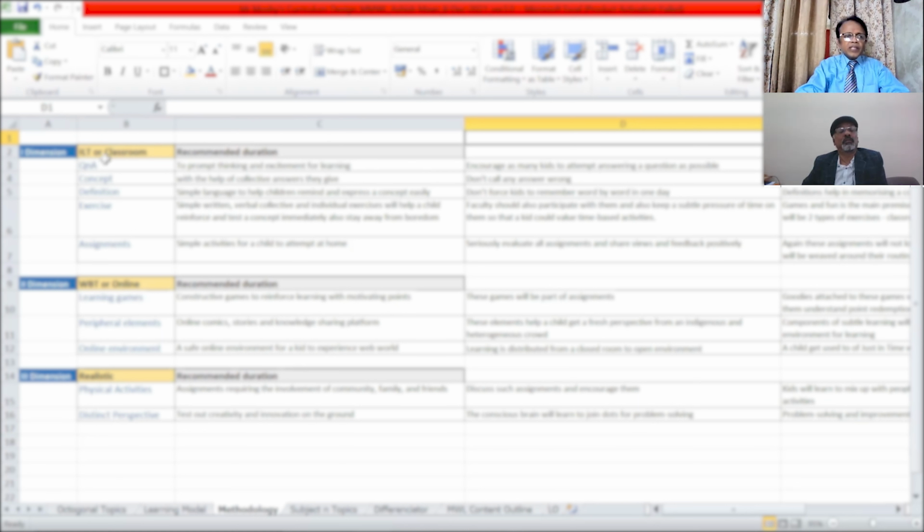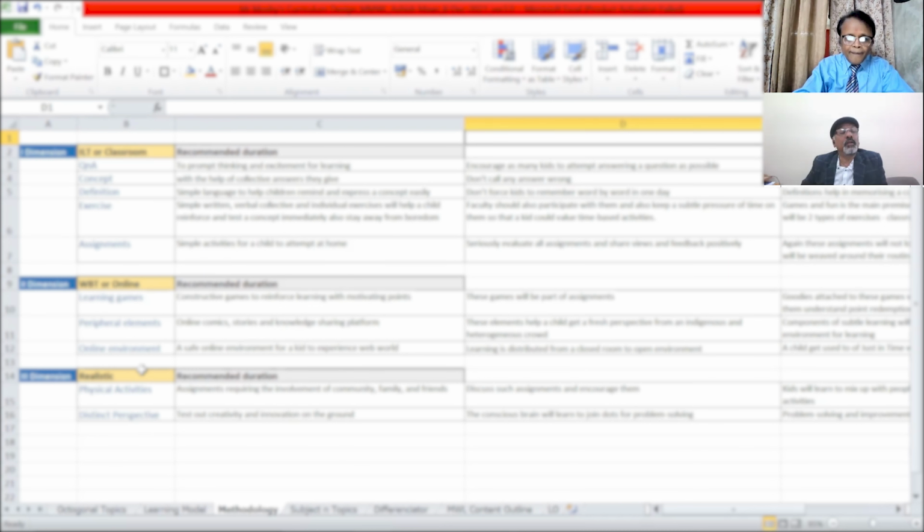Then comes the methodology. Initially, I was thinking of making it blended, with ILT classroom, WBT, and a realistic part. Realistic means lots of exercises, physical activities, and all. But when we tested it out during the Corona lockdown, we could not actually cover the physical face-to-face interaction. We were restricted to online most of the time. So today I can say it is not properly blended, it is online. But ultimately it has to evolve as a blended program.